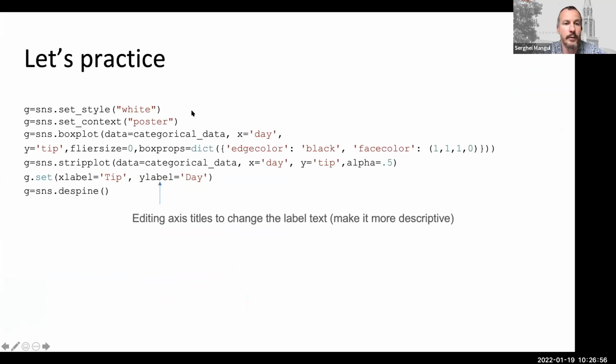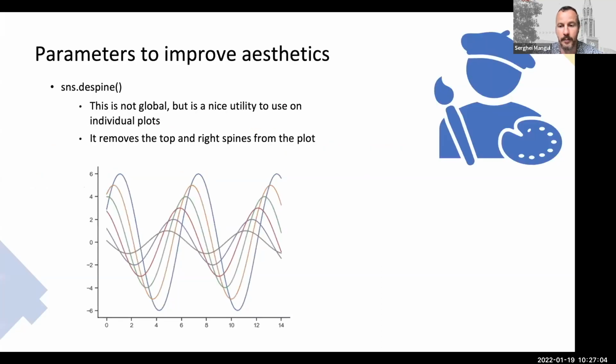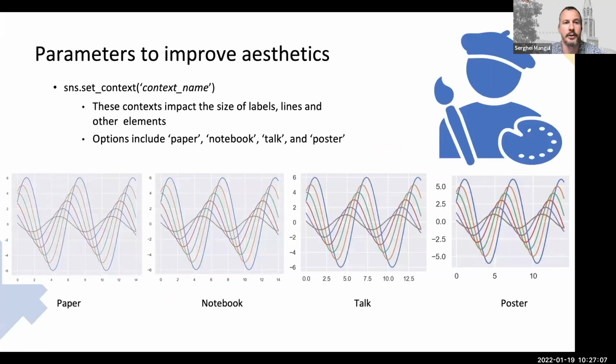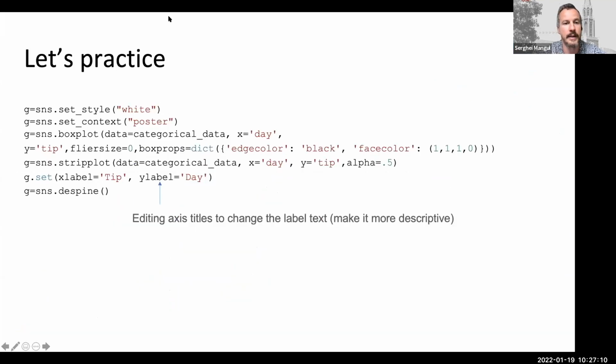Okay, so let's do it. We'll use the white style, with a white background. We'll use poster in this case, but you can change that. Remember you have 4 possibilities: poster, talk, notebook, and paper. You can try and see what the difference is. Now we do the box plot as we typically do. Remember, we want the boxes transparent, I mean white, and the lines black, because on top we'll do the strip plot. Then we'll make the dots 50% transparent. Again, you can make it less or more transparent, and so on.